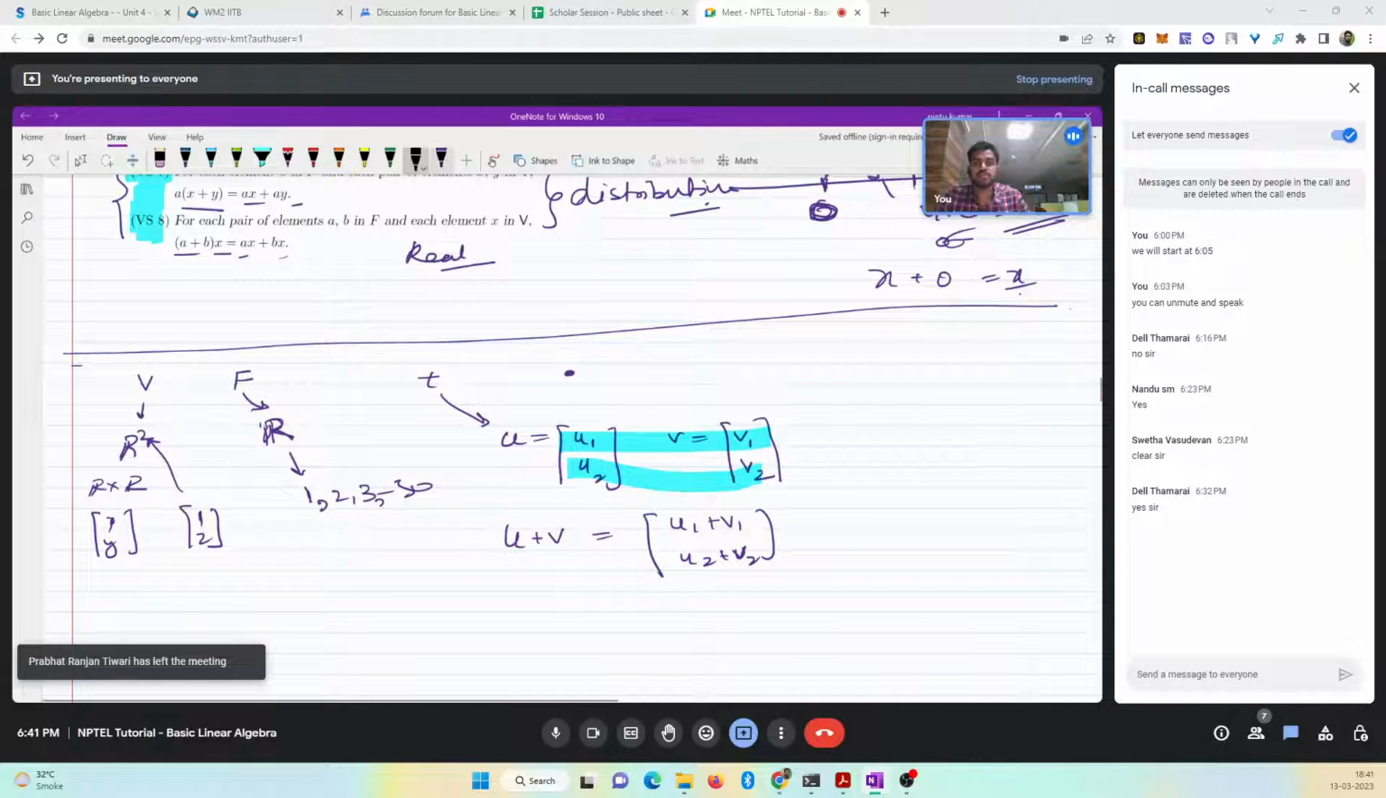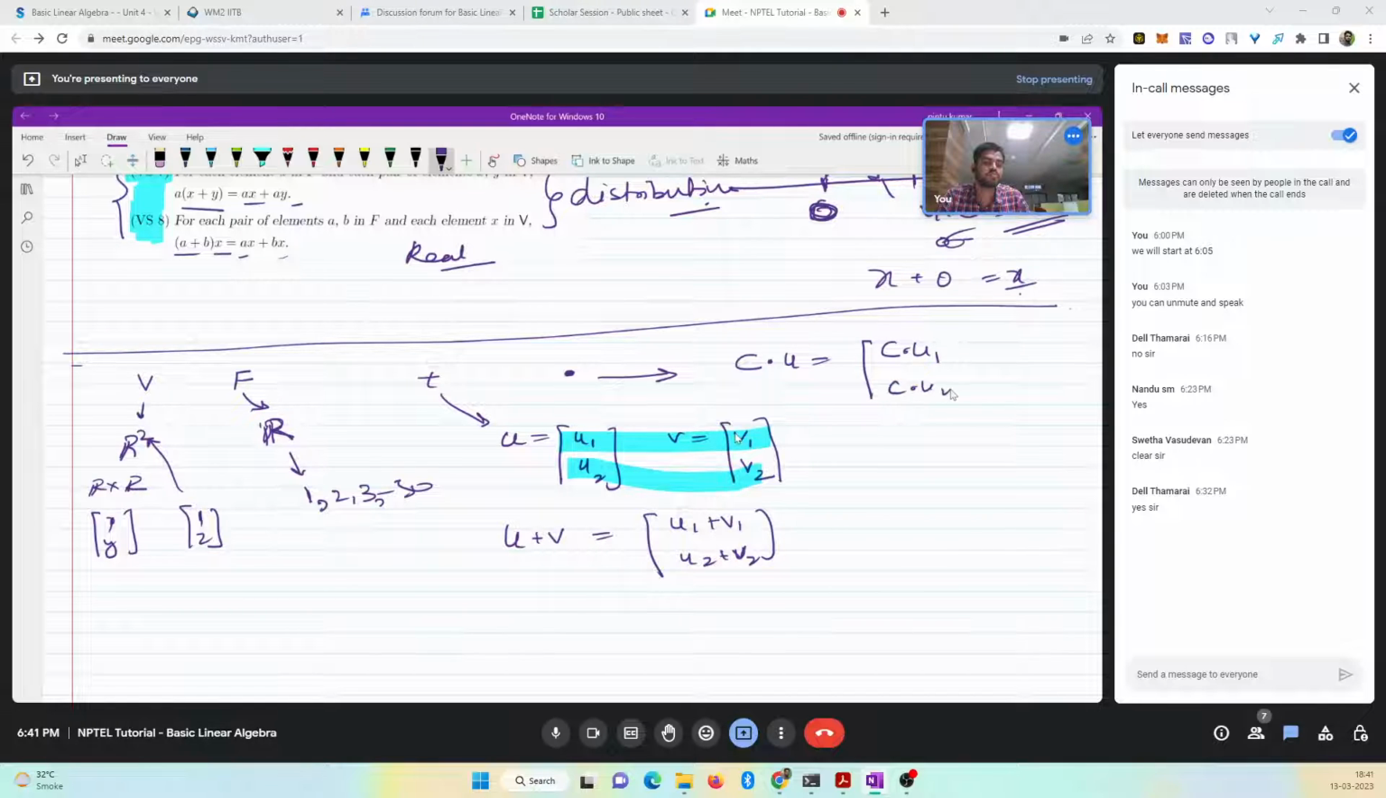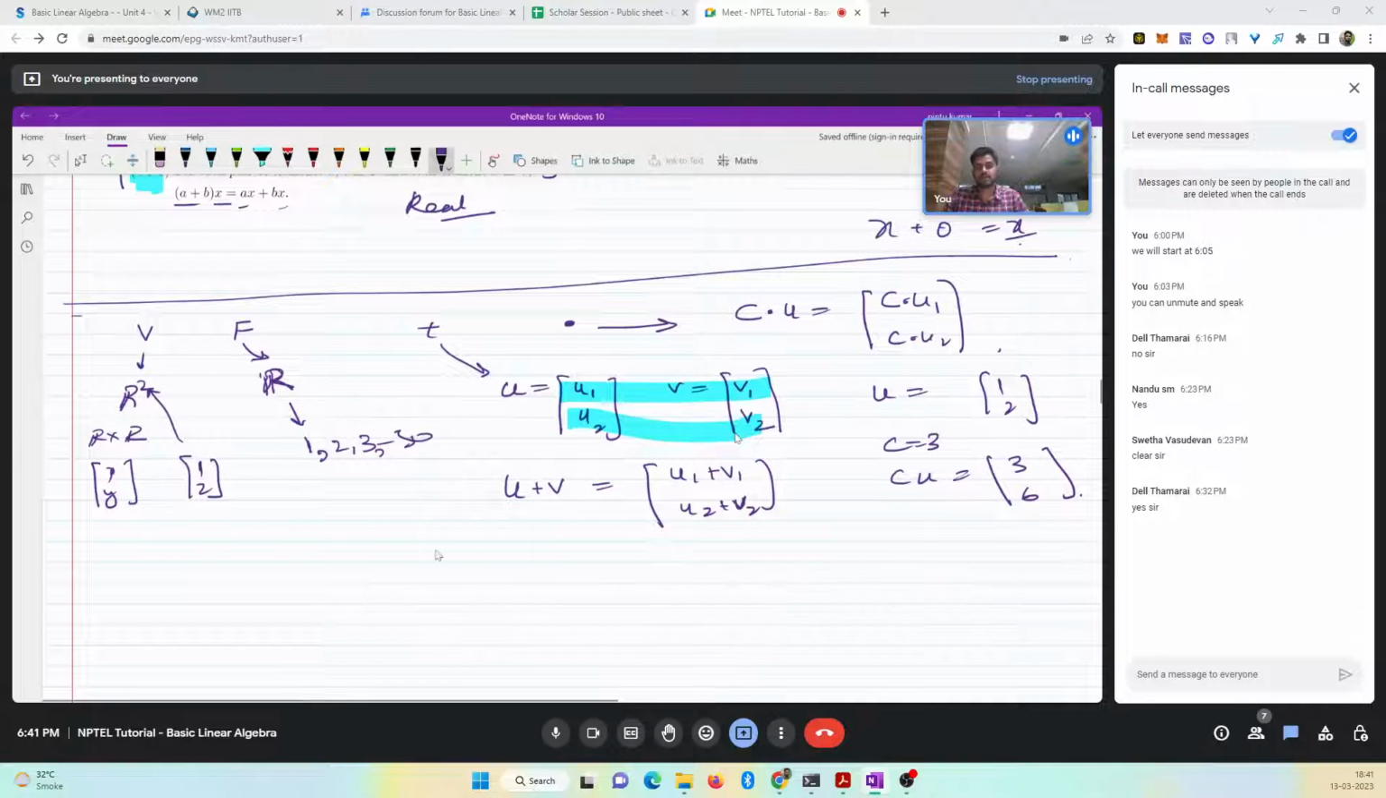Now this is a pretty simple example. So let's define multiplication also. In multiplication, we define c into u as c times u1 comma c times u2. So for example, if my u was 1 comma 2 and c was 3, then cu is equal to 3 comma 6, right? So this is how we can define our first vector space, that is called R2 over R with plus and multiplication defined above. Let's check whether this is a vector space or not.